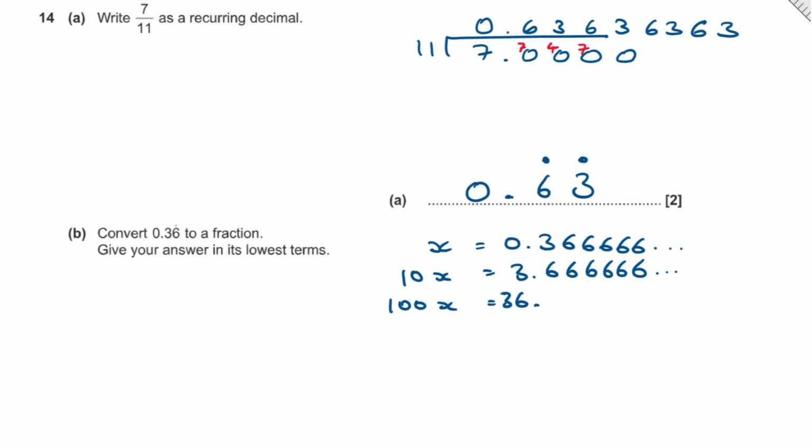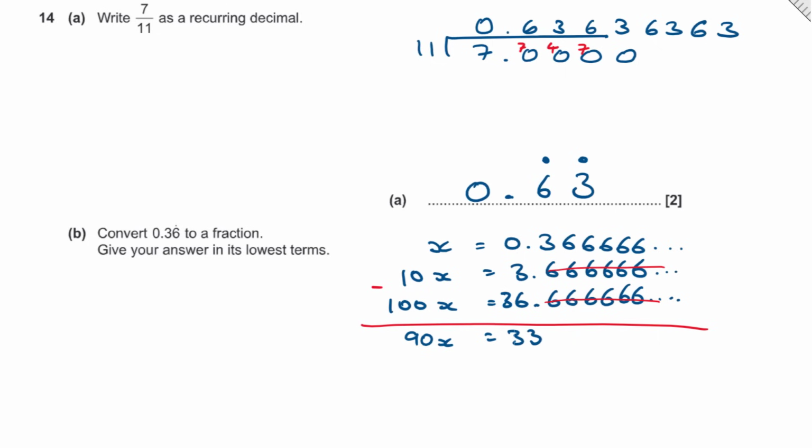36.666666 and so on. Okay, so then if I subtract 10x from 100x, it's going to leave me with 90x. And I hope you can see that if I subtract 3.6 recurring from 36.6 recurring, then my recurring decimal part is going to disappear from both, and I'm left with 36 subtract 3 then, aren't I, which is going to be 33. So that means that 90x has got to be 33. So x, just dividing both sides by 90, is going to be 33 over 90.